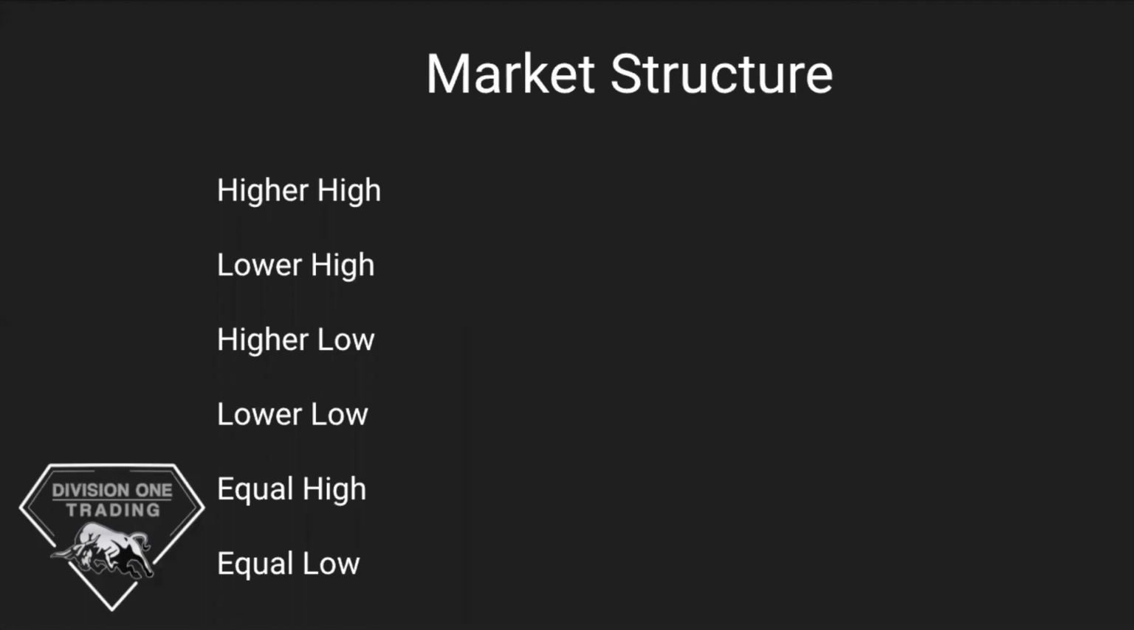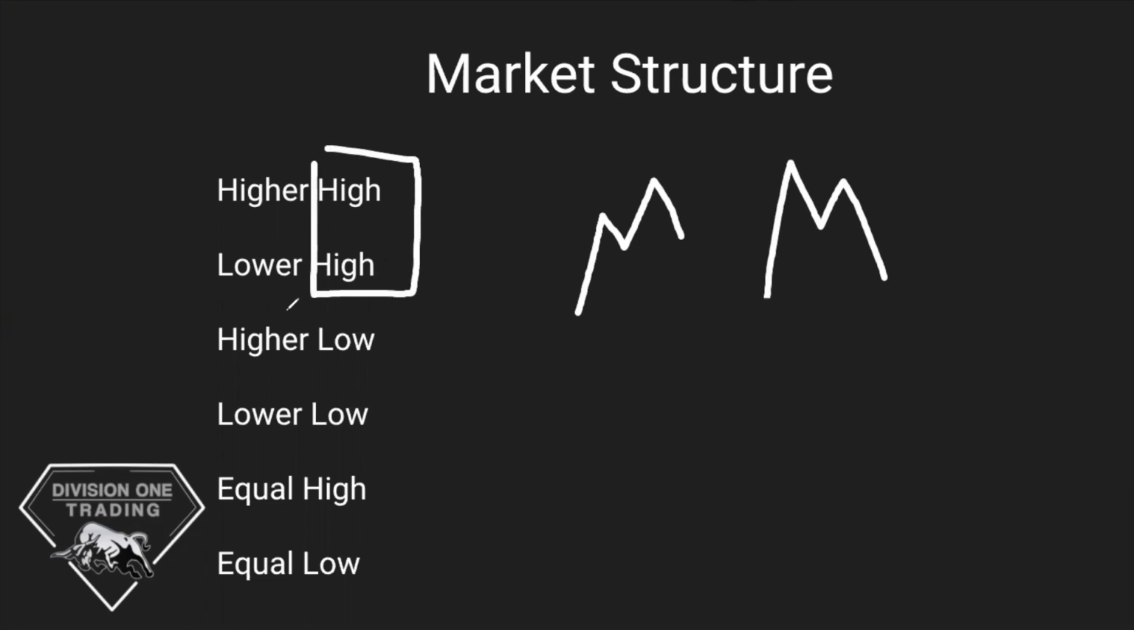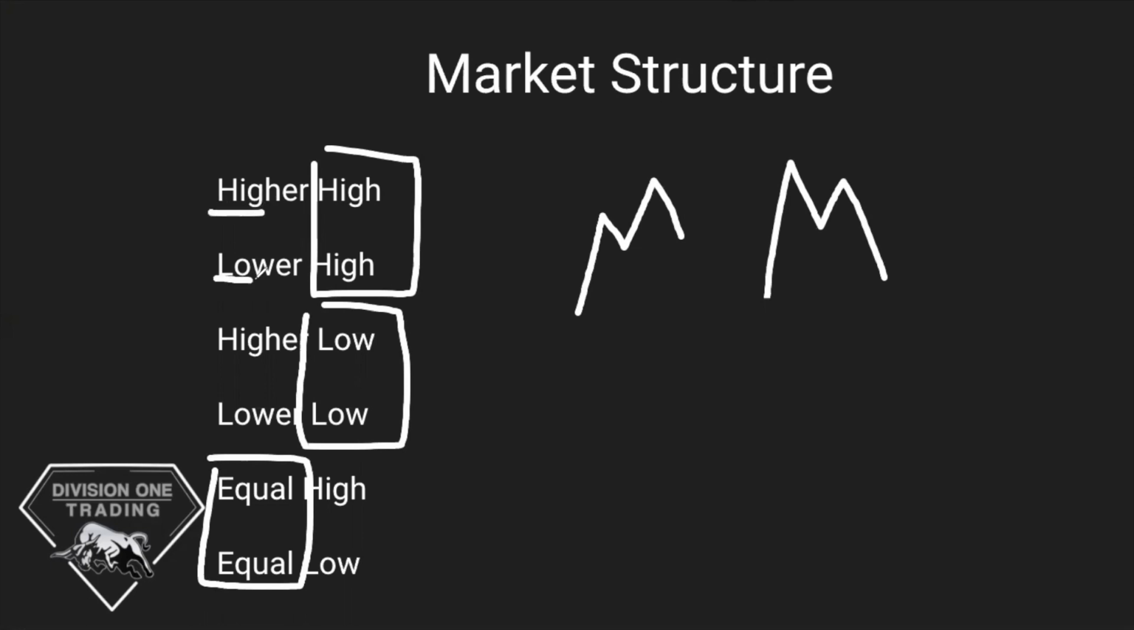The way that we talk about it, the way that we break market structure down is we have higher highs, we have lower highs, right? So when we're looking at the highs, look at the second one. This is where we're looking at the highs and lows, and then here we're looking at equals. So here we're looking at the highs, and then we just look at higher or lower. So this one would be higher, this one would be lower.